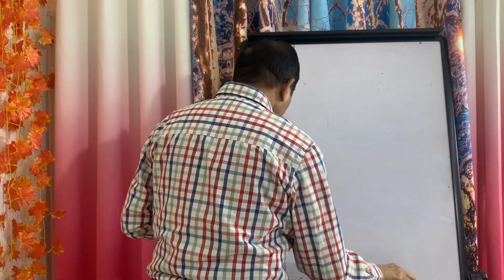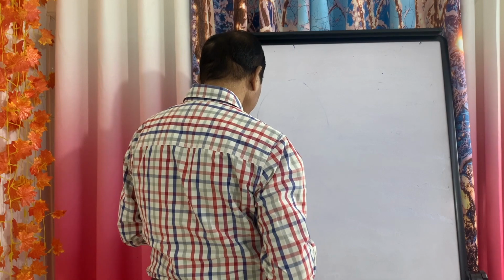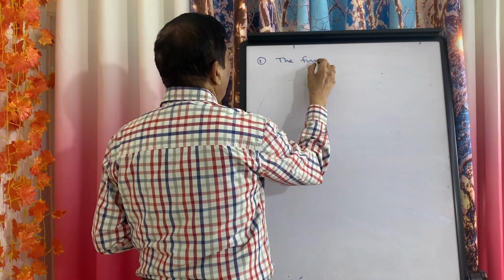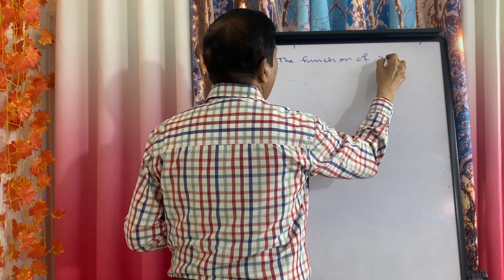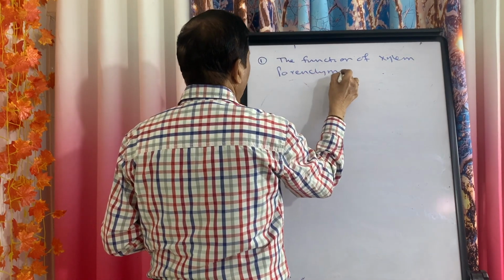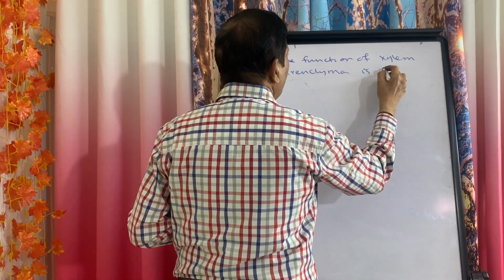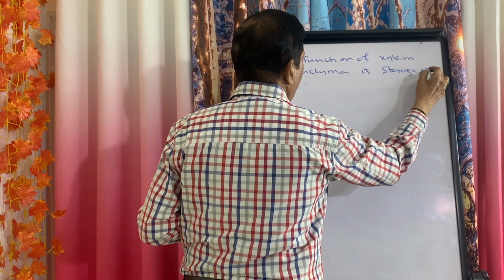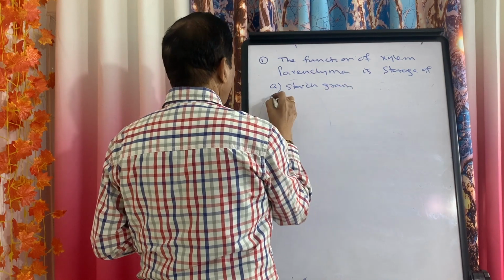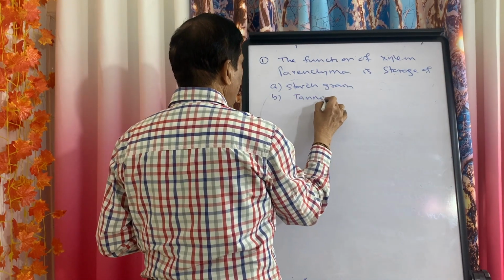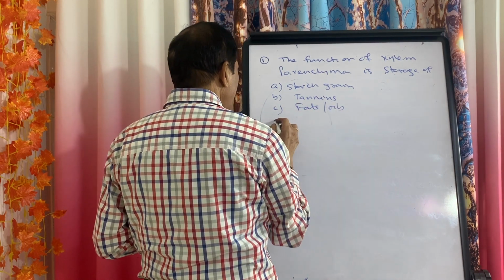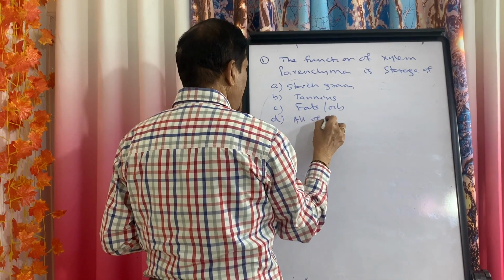So one question we can take. The function of xylem parenchyma is: A, storage of starch grain; B, tannins; C, fats and oils; D, all of the above.